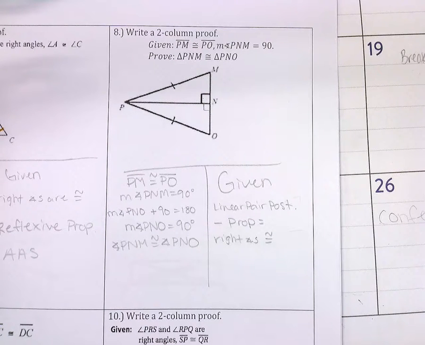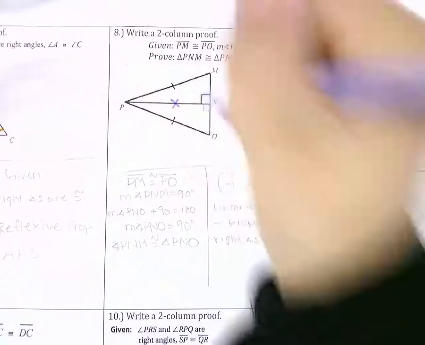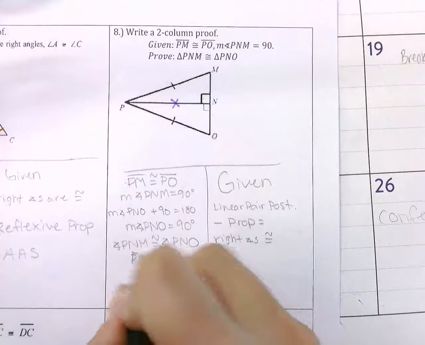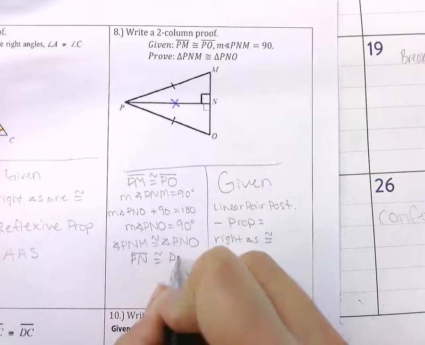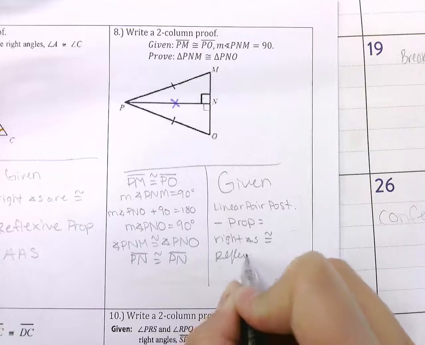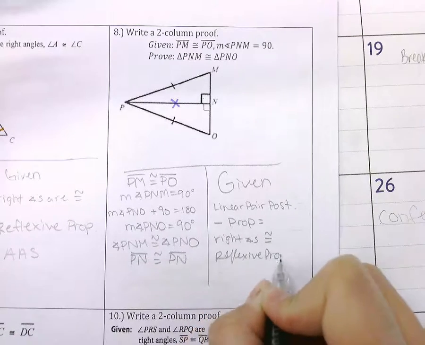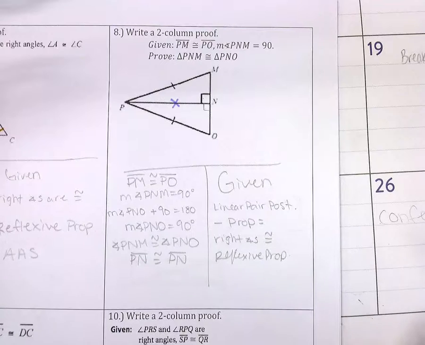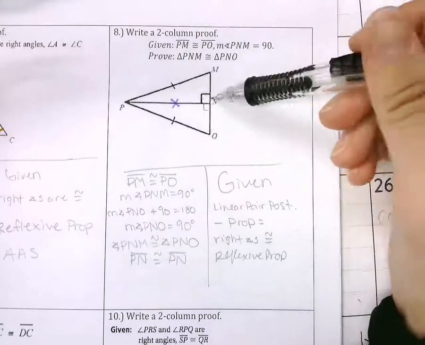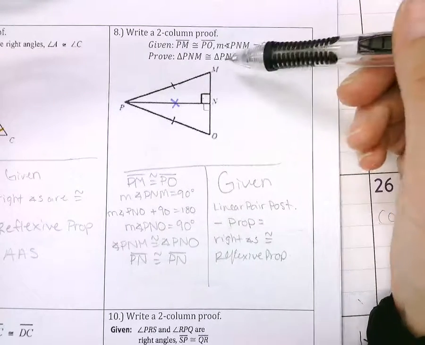PN is congruent to NP because of the reflexive property. But you don't have to switch them. You can just say PN is PN. So PN is congruent to PN by the reflexive property. HL. Yeah, hypotenuse leg, right. Good. So this one's not side angle side. I see what you're saying, it's side, angle, and there's another side here, but it's not side angle side.